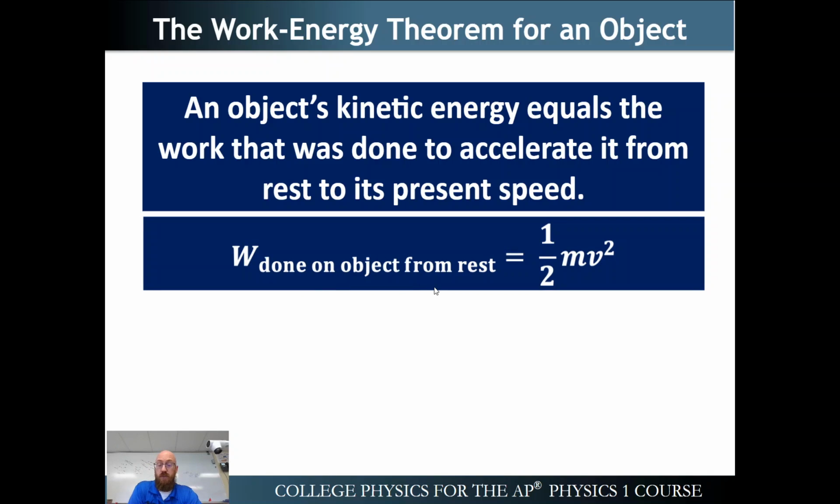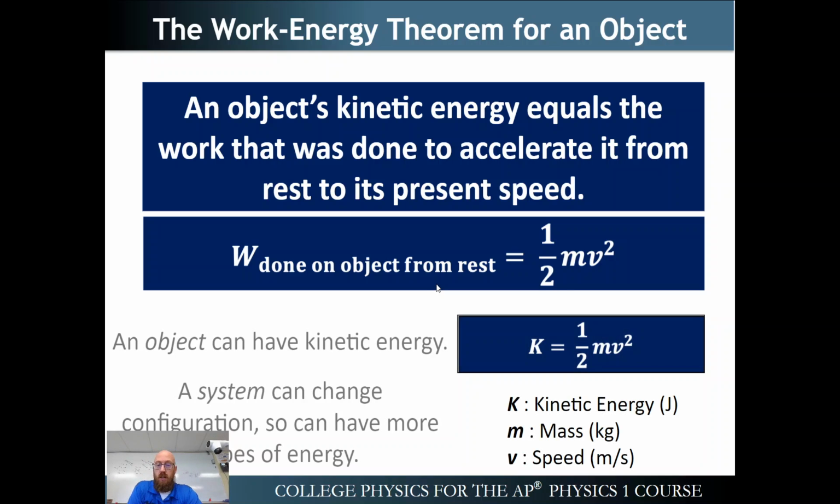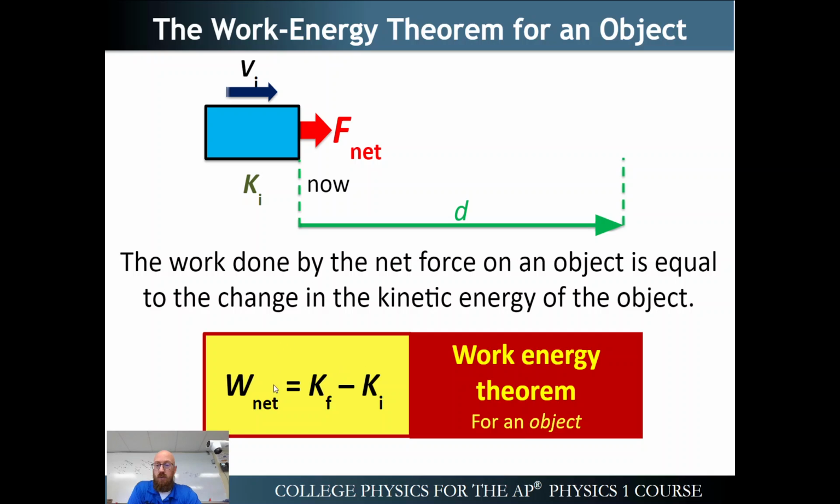Work done on an object from rest. Hopefully there's another equation. I would say the work is the change in kinetic energy. And it gives you right there, work equals change in kinetic energy, kinetic final minus kinetic energy initial. This should make sense because I had a change in velocity. If I took an object and I sped it up, I have a change in velocity. Well, if I have a change in velocity, over a certain time, I have a change in acceleration. Well, if I change in acceleration, I have a change in force, which means I have a change in work.